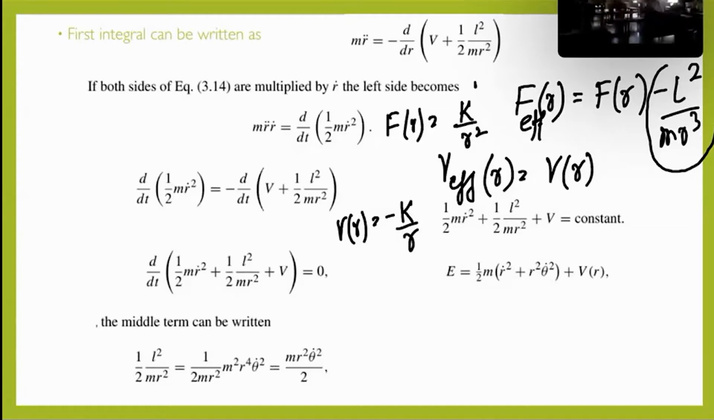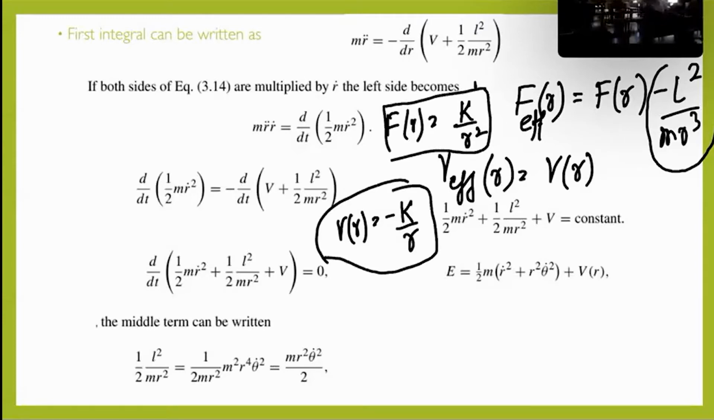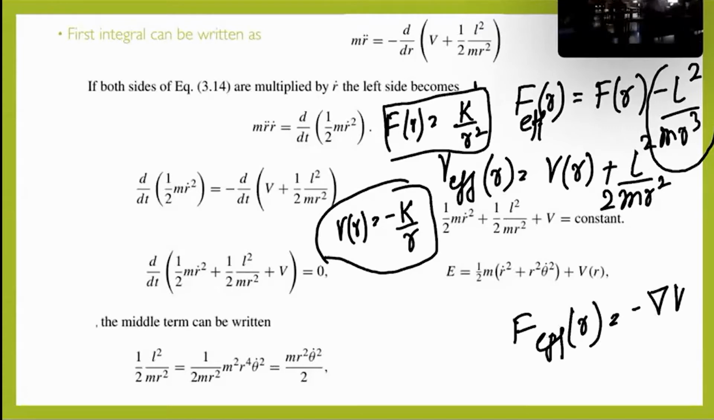I'm just talking about the inverse square law force, whose corresponding potential will be this. However, the effective potential will be plus L squared by 2 m R squared. Yes, 2 m R squared, because the force is just minus grad V. Effective will be grad V. This is your effective force.